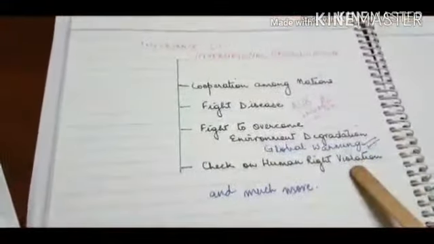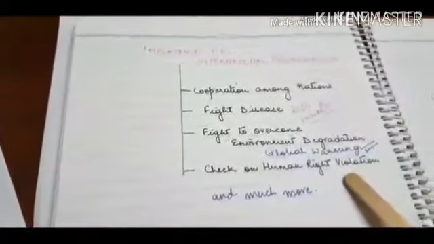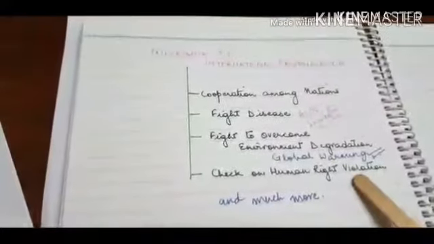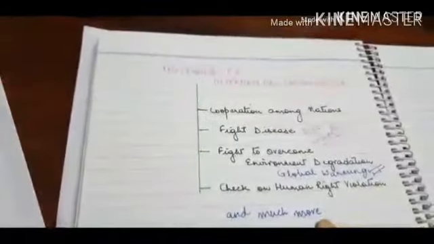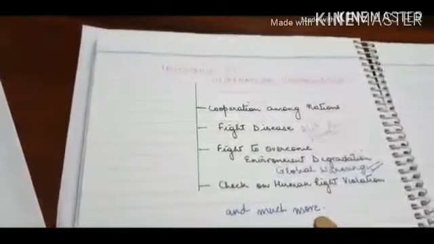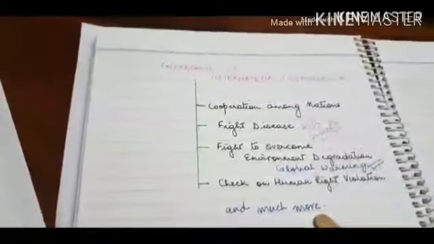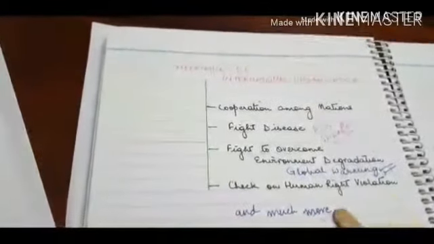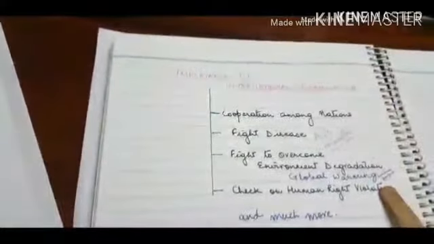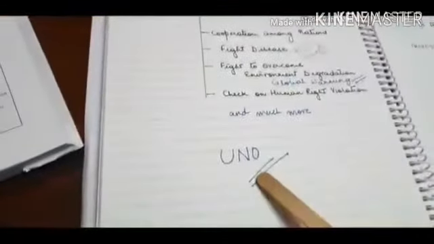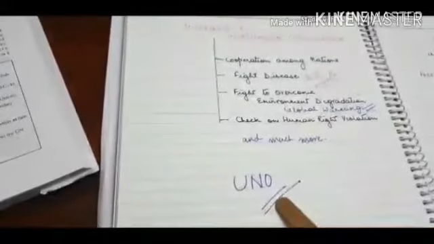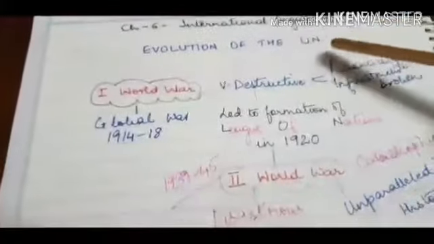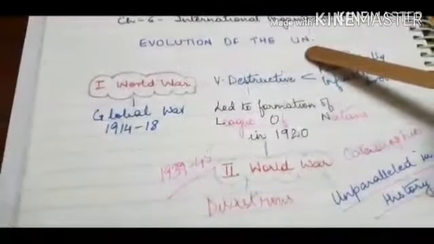Another important work of these international organizations is to check on human right violation so that mankind is living in peace everywhere. And the international organization does much more. One international organization which we are all very familiar with and which works towards all these causes is UNO. Yes, the United Nations Organization.